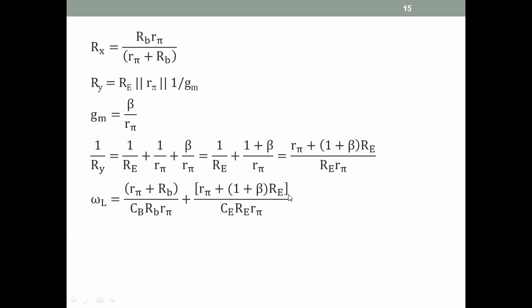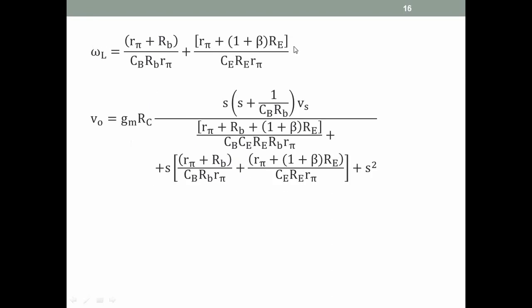Now if we compare this, I've written omega L here, and this is a transfer function we derived. So the coefficient of the first order term is the same as this. So identical they are. So this once again verifies that this quantity which we found without solving any nodal equations does actually correctly give the lower 3 dB frequency of the circuit. All right.